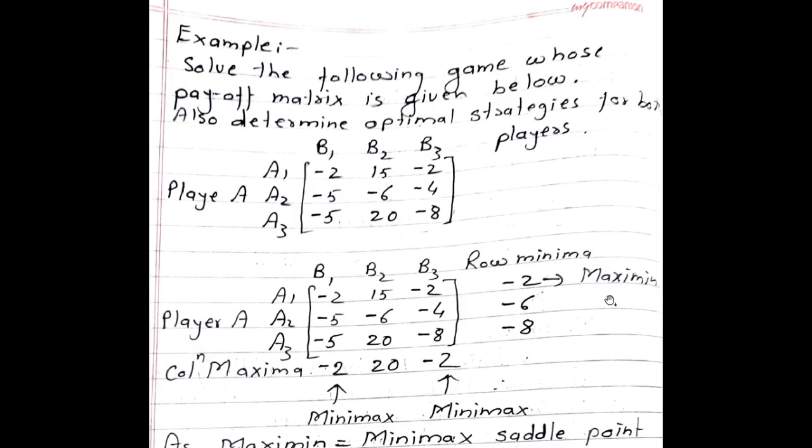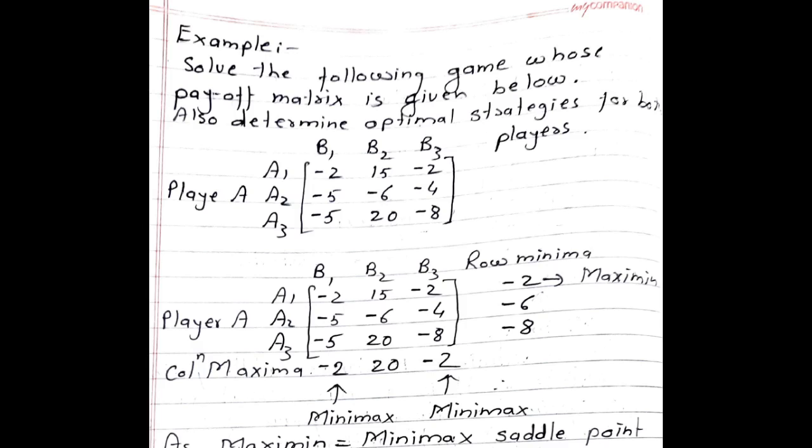Next example. Solve the following game whose payoff matrix is given below. Also determine optimal strategies for both the players. So for player A, there are 3 strategies A1, A2, A3. For player B, there are 3 strategies B1, B2, B3. And the payoff matrix is given to us.